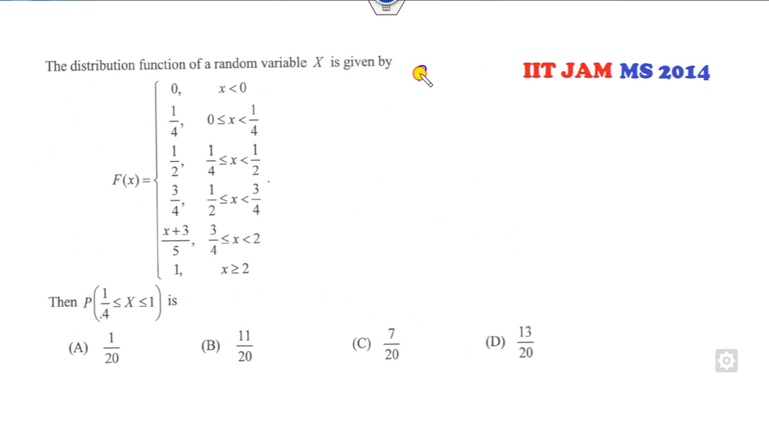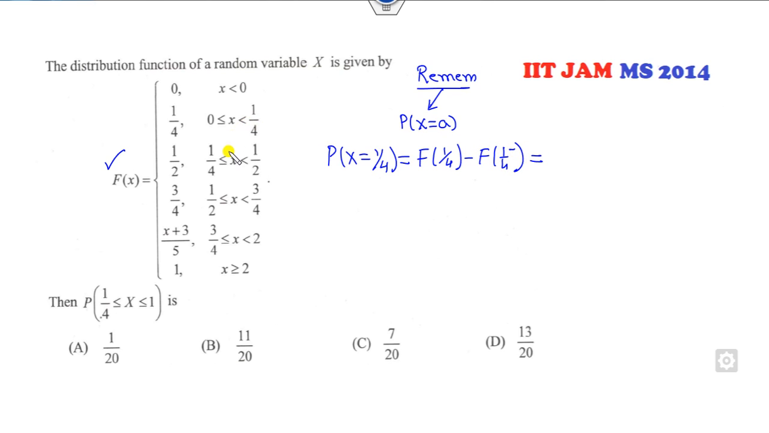Always remember, whatever statement is given to you, whenever you have the CDF, check firstly whether it's discrete or continuous. Check at this point. What is the value at x equal to 1 over 4? It is F(1/4) minus F(1/4 minus). Here equality appears. So it is 1 over 2 minus 1 over 4, which is non-zero. So it means this is my discrete problem, so X is a discrete random variable.